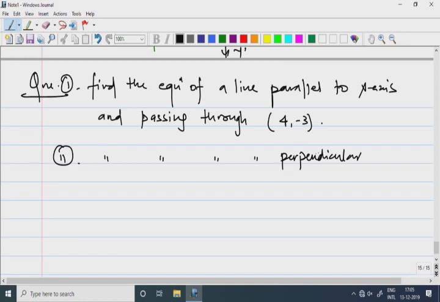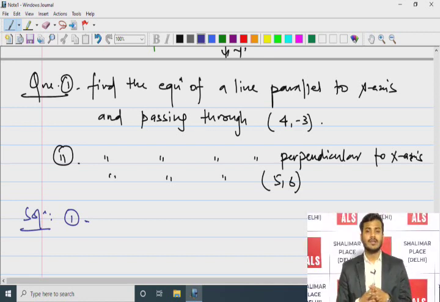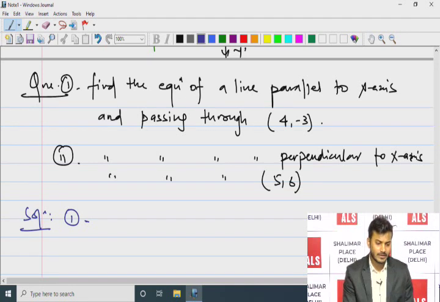Find the equation of a line perpendicular to x-axis and passing through 5, 6. Find out the answer in both the cases. First case. So take your time, try to find out the answer, right? Certainly, there is one way you can find out the answer.